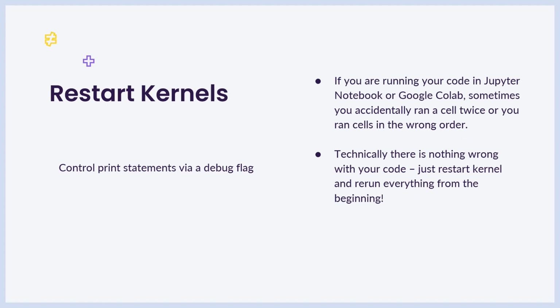Also, when you are running your code from a Jupyter Notebook or Google Colab, sometimes you might accidentally run a cell twice, or you might run the cells in the wrong order by mistake. This is always hard to keep track of, but it usually means that there is nothing wrong with your code, and you just need to restart your kernel and rerun everything from the beginning. That should help run everything smoothly again.